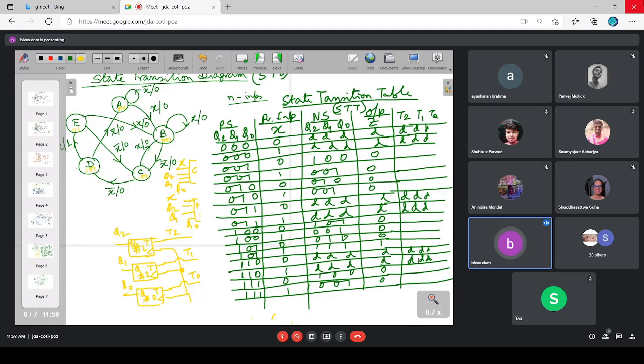Now, when the present state is 0, 0, 1 and the present input is 0, the next state requirement is 1, 0, 0. So how do the T flip-flops operate there? The Q2 T flip-flop, flip-flop number 2, is it toggling or not? Yes, sir. So what should the T2 value be?